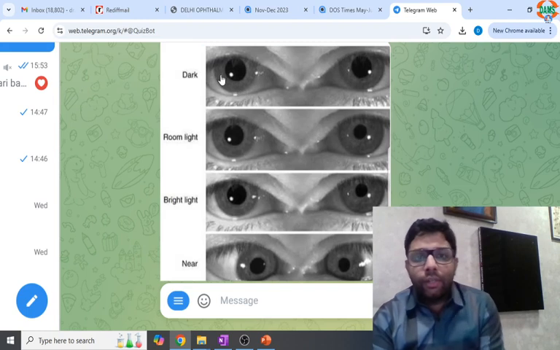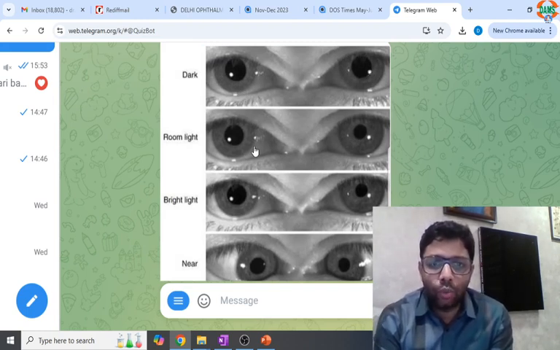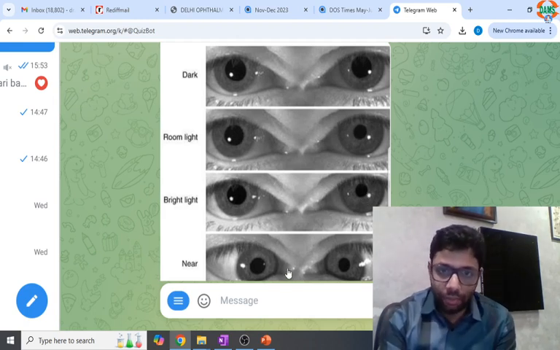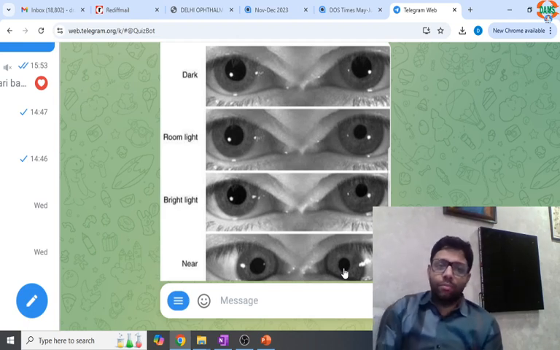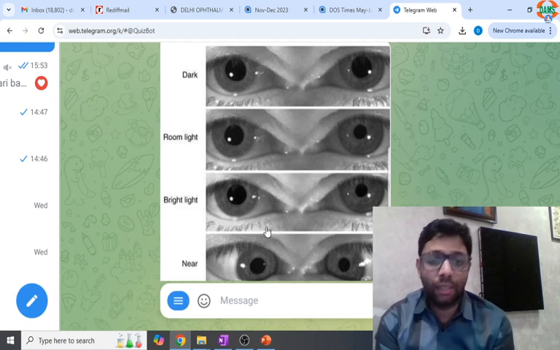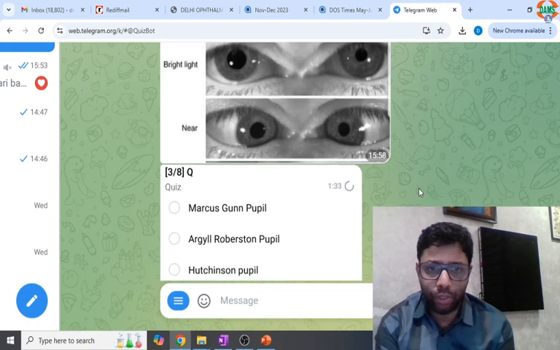Now if you see over here, in dark almost both pupils are equal in size, but in room light the right is the same but the left is constricted. In bright light the left is constricted, and with near both are constricted. That is light near dissociation. But the problem is in the right eye first, because in light it is not constricting, but with near it is constricting. So the right eye is having the problem. That is the first point over here.